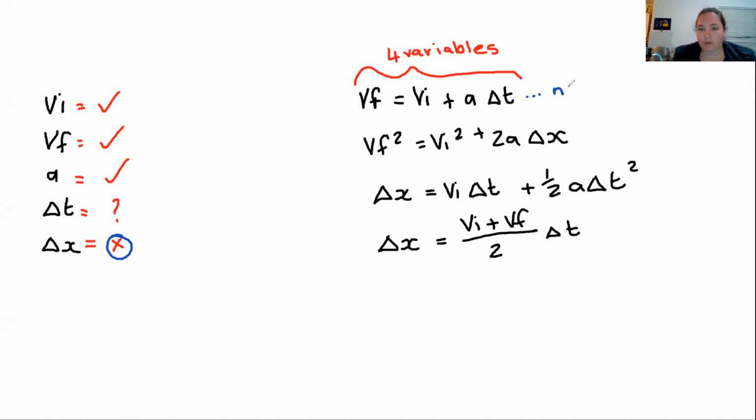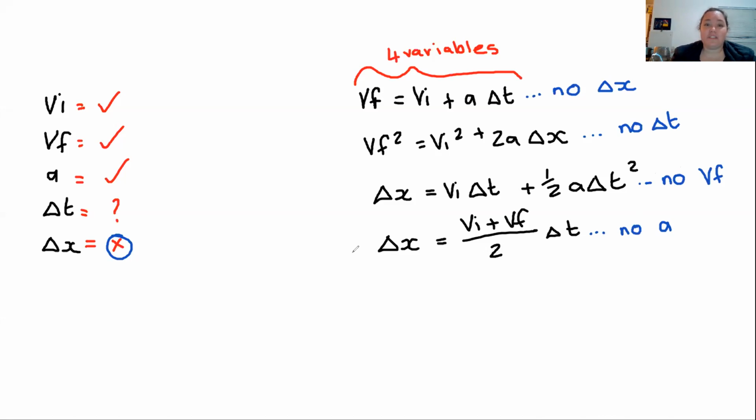So if you look at this first equation, it has got no delta X. So if I don't have the displacement and I'm not looking for the displacement, I'll pick that equation. If you look at the second equation, there's no delta T. So if you don't know anything about the time and it's not what you're looking for, you pick that equation. Over here, if you look at that equation, there's no final velocity. And with this equation, there's no acceleration.